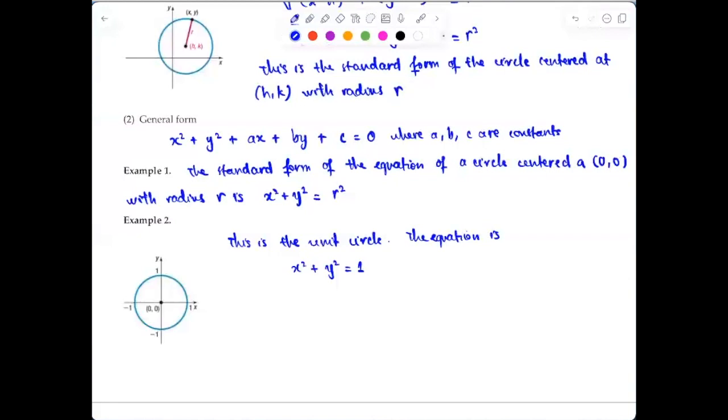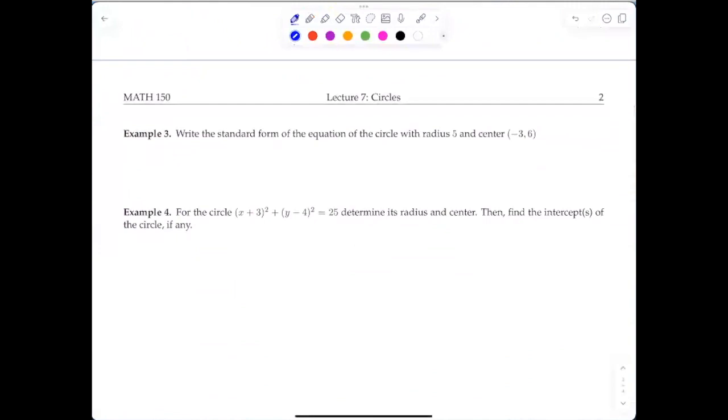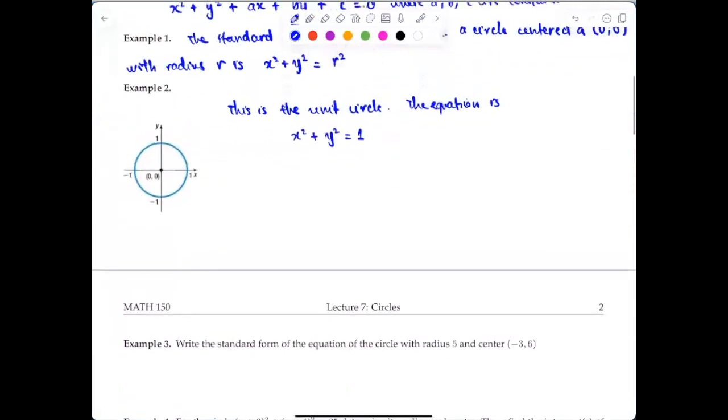So this is just the formula. We're going to revisit this unit circle when we get to the trigonometry topic, which is in about a month or so, or two months for that matter. I don't remember. We'll get to that. Now, any questions? Am I moving too fast? Good.